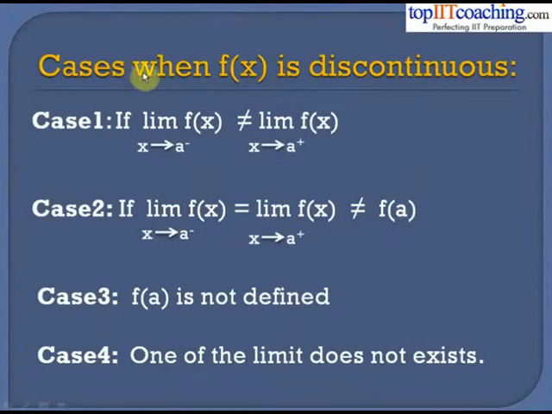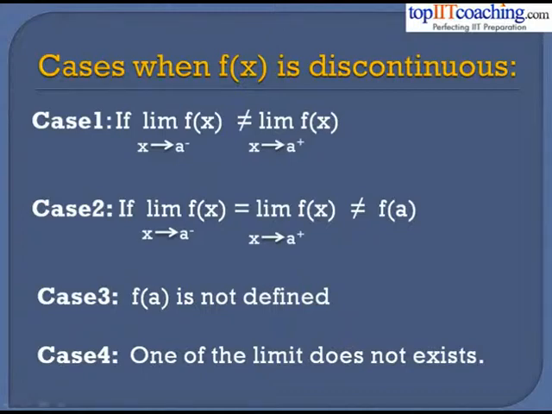Now let's take different cases when f(x) is discontinuous. Case number 1 is if the limit of f(x) when x tends to a negative is not equal to the limit of f(x) when x tends to a positive, that is the left hand limit is not equal to the right hand limit. And we know that when the left hand limit is not equal to the right hand limit, then the limit does not exist. So if we say that the limit does not exist at point x equal to a, then the function is surely discontinuous.